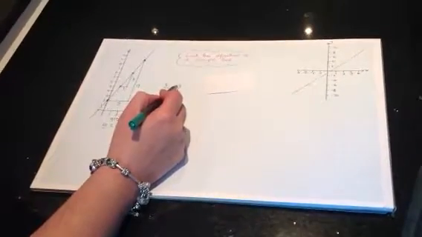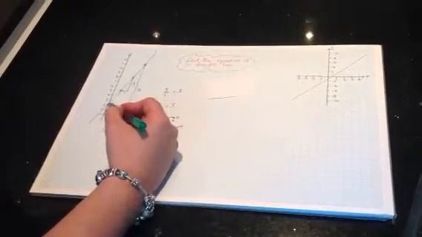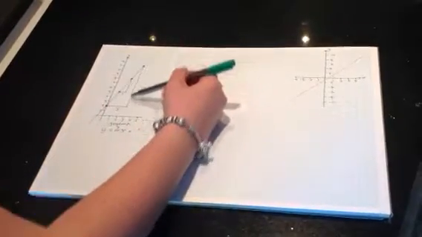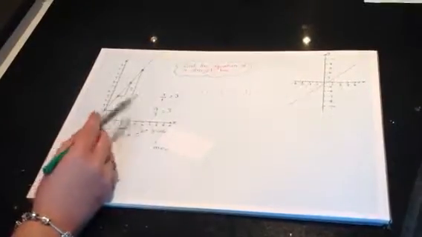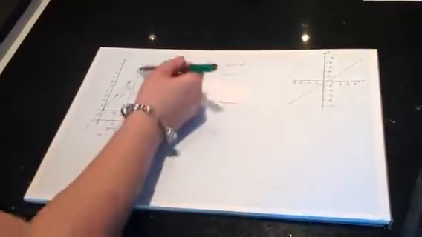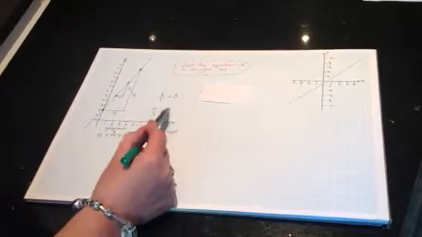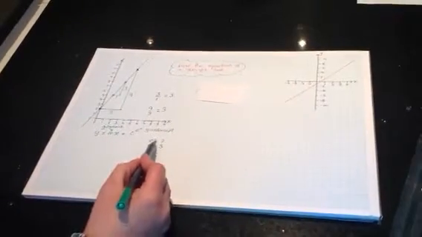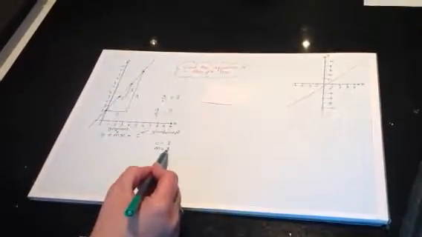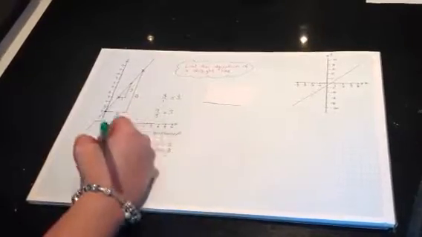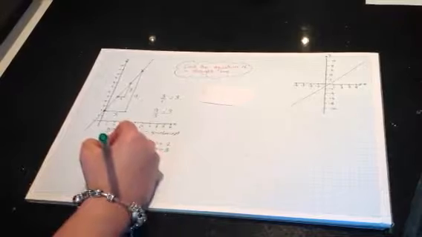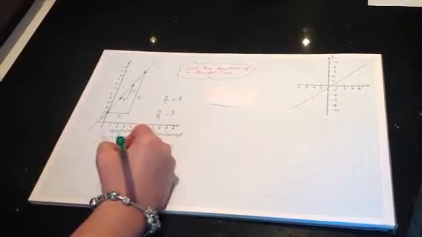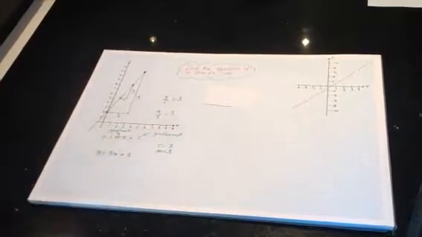Now it wouldn't have mattered which 2 points I chose on the graph. I could have chosen this one, and again I make a triangle and I find the height of the triangle, I find the width of the triangle, and I say 9 divided by 3 and I still get a gradient of 3. So I've got my intercept of 2, my gradient of 3, and I substitute it into this equation. So the equation of the straight line, y equals 3x plus 2.